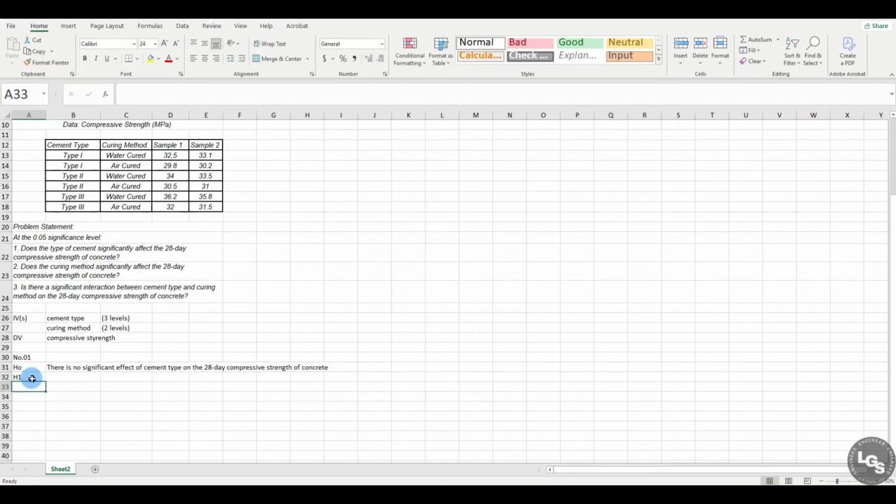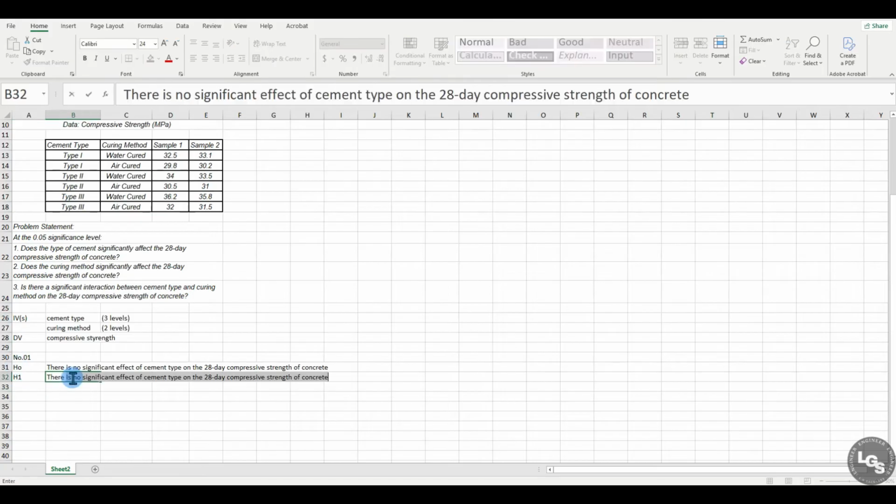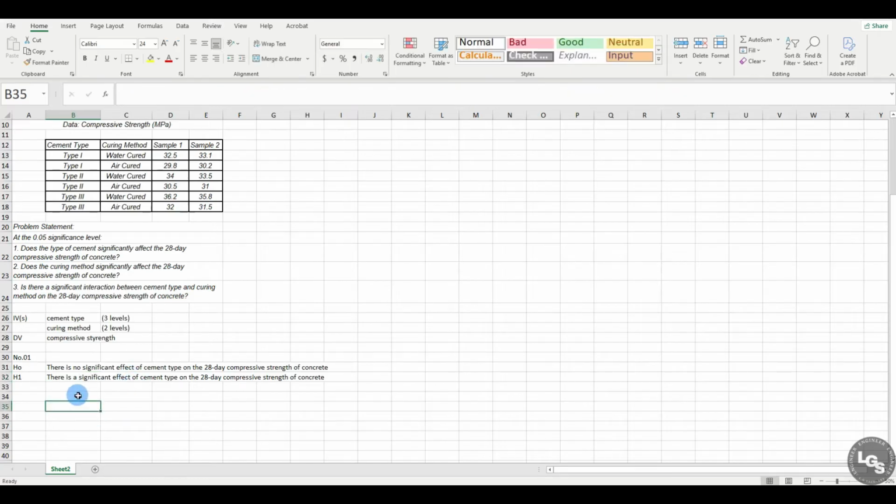So for the alternative, there is a significant effect. So there is a significant effect of cement type on 28-day compressive strength of concrete. So there is at least one or two that is different among the three types.